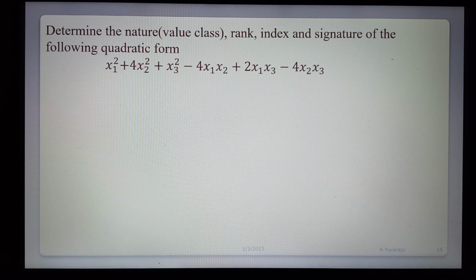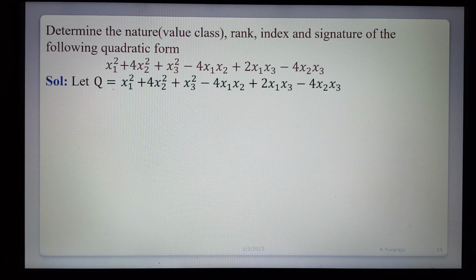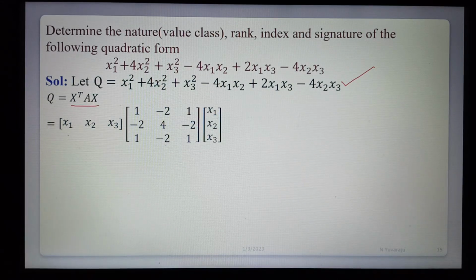So determine the nature, rank, index and signature of the following quadratic form: x1 square plus 4x2 square plus x3 square minus 4x1x2 plus 2x1x3 minus 4x2x3. Okay? Same procedure. Let Q be equal to the given quadratic form. So write the matrix notation X transpose AX. So X means the matrix of 3 unknowns x1, x2, x3.